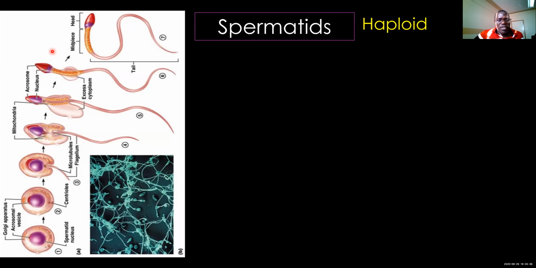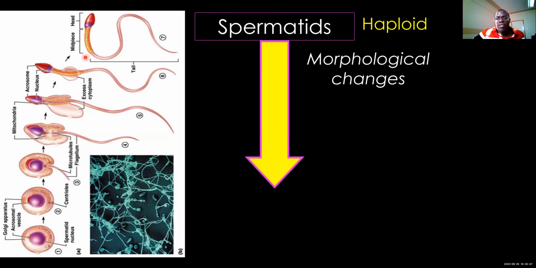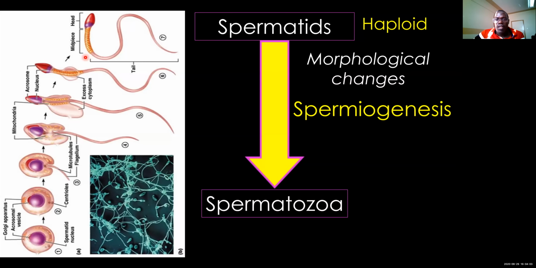Now, the first thing that happens is that they change their morphology from here to the one that looks like that. This period of morphological change of the sperm is known as spermiogenesis. In spermiogenesis, the spermatids undergo morphological changes, and this leads to formation of what we call spermatozoa. This is the spermatozoa. This is the spermatid.